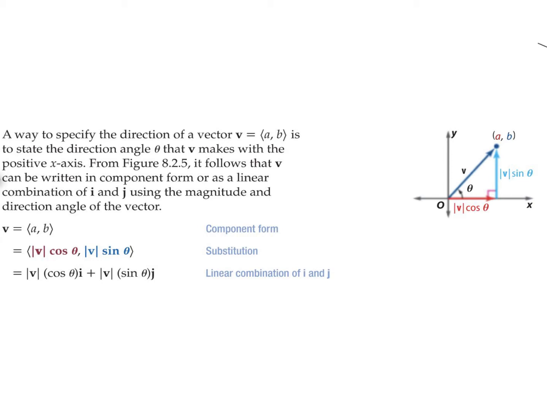Cosine goes with your x, and sine goes with your y, the same exact way it was with the unit circle with any trig units. So you can rewrite your vector as the magnitude and then the direction of the angle, so that's the magnitude cosine theta i plus the magnitude sine theta j.